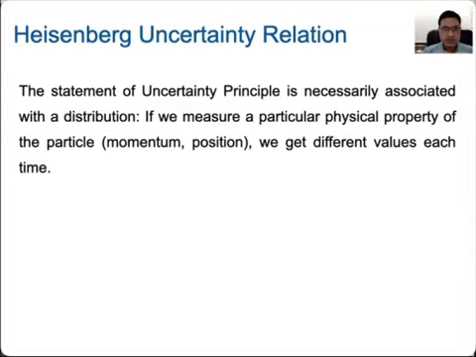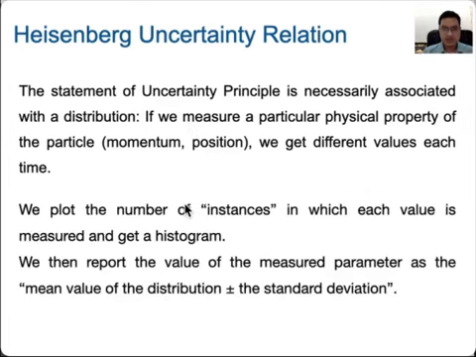So if you measure once, a second time, a third time, a fourth time, you are collecting different data statistically, and that data will show some kind of uncertainty. If we plot the number of measurements in which each value is measured, it will give you a histogram. And once you have a histogram, this distribution will have some kind of mean value, and there will be some kind of standard deviation.